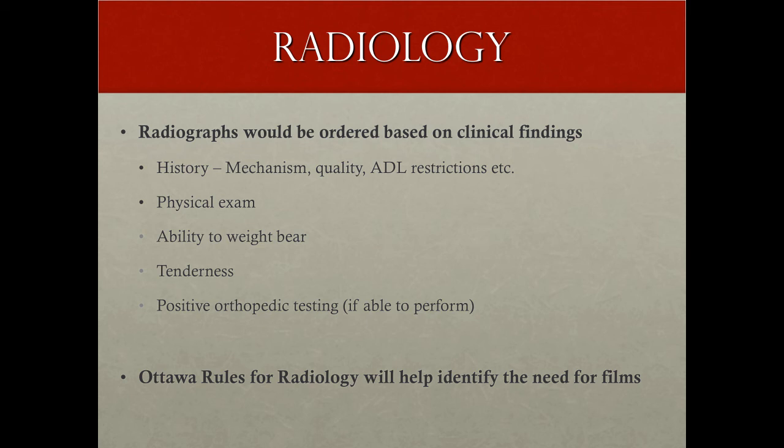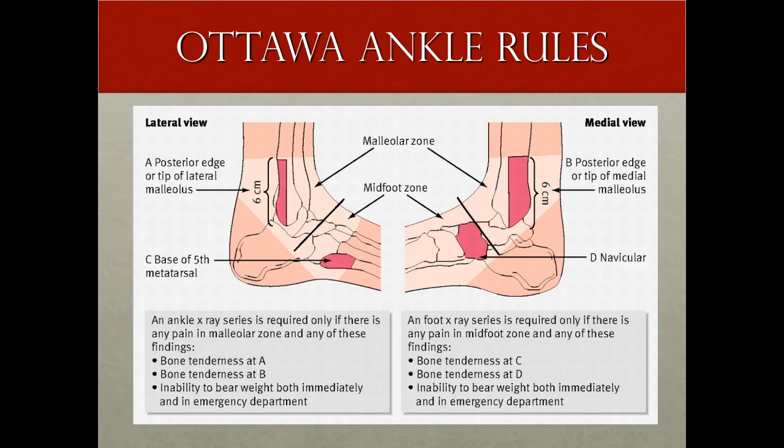There's something known as the Ottawa Rules for Radiology, and that is going to help you identify the need for films. As you work through the curriculum, you will need to know all of the Ottawa ankle rules. In this quarter, in 7th quarter, I just need you to know that Ottawa is for determining the need for radiographs of the foot and ankle. And it basically works on the physical exam findings.